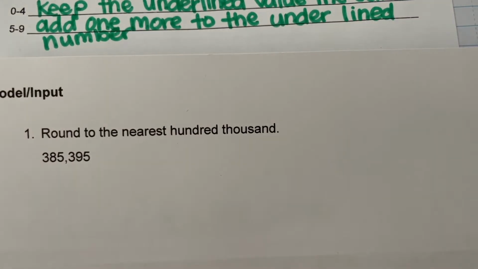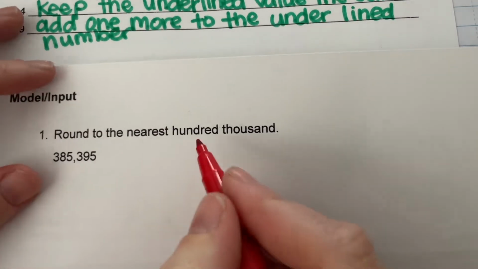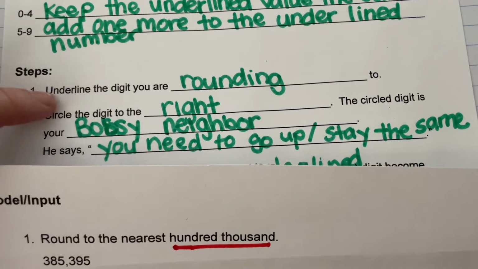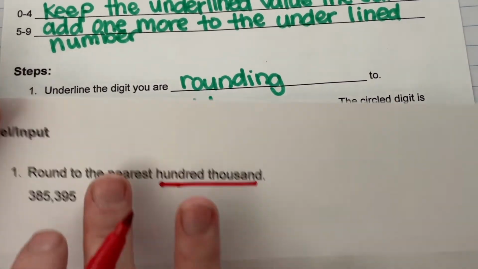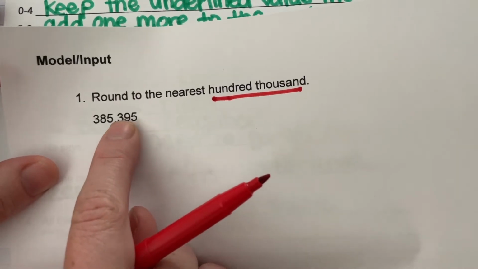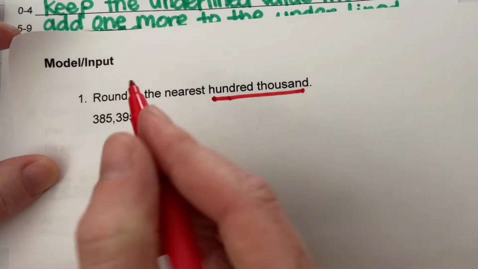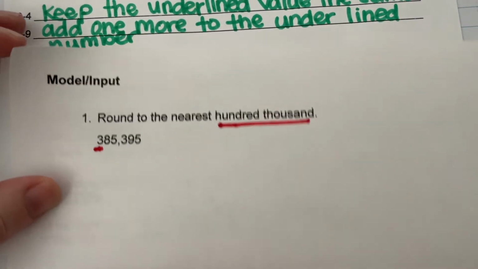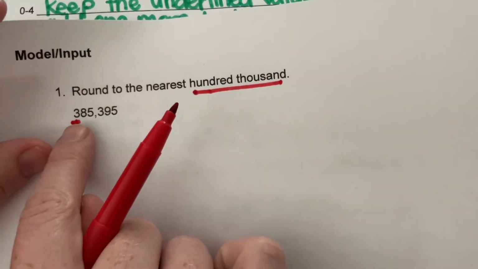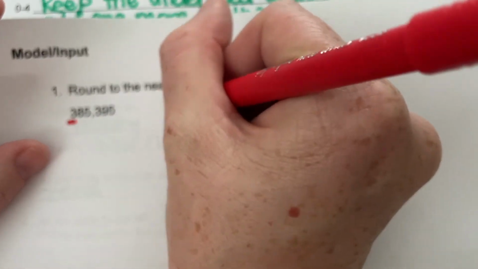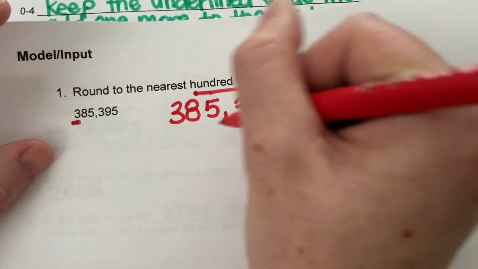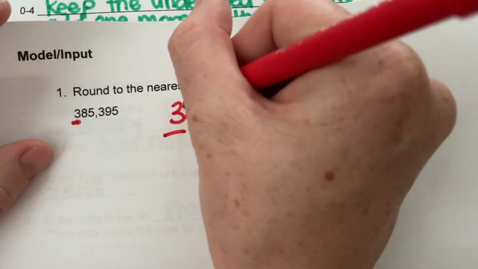So my first problem says round to the nearest 100,000. So let's underline what we're rounding to. Step number 1 says underline the digit you are rounding to. So I need to find the 100,000s place. So I have the ones, tens, hundreds, thousands, 10,000s, 100,000s. So I need to underline that 3. And then it says circle the number to the right. It's a little bit hard to circle that 8, so I'm going to rewrite this number bigger. So I have this 3 underlined. This 8 is the bossy neighbor.